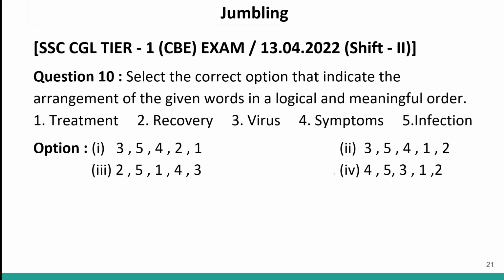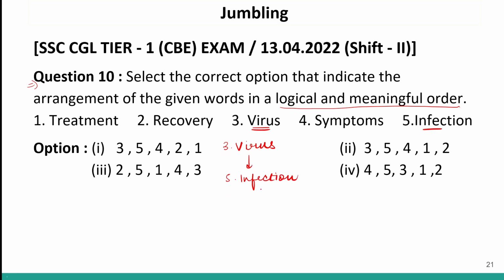Okay? Now, again, question number 10, we have to arrange them in logically meaningful order. So we have 5 words: treatment, recovery, virus, symptoms, and infections. So the first thing that you'll get is a virus, right? The first thing that you get is a virus. When you get a virus, you get an infection, right? The second logical thing will be infection.